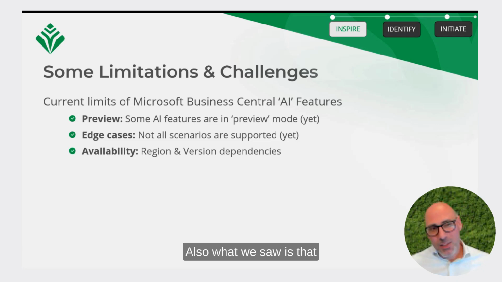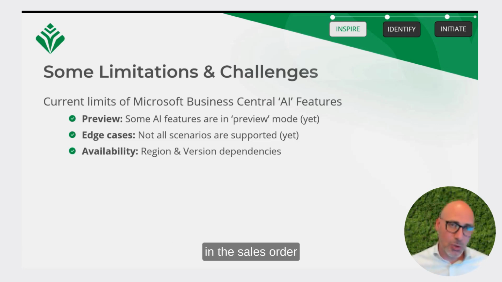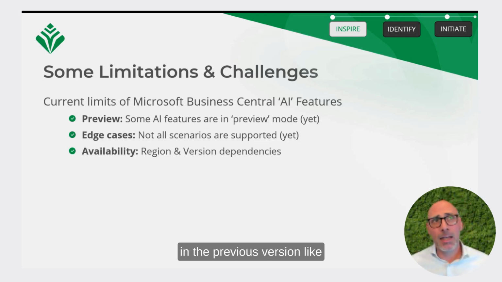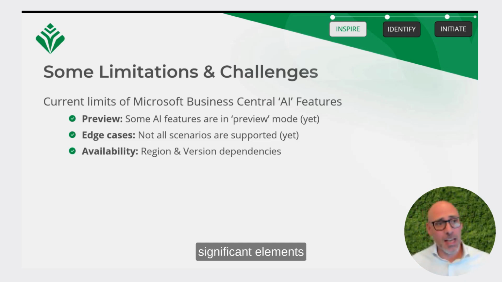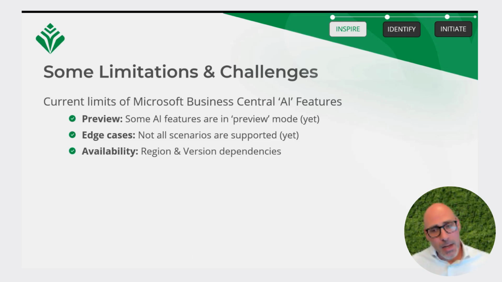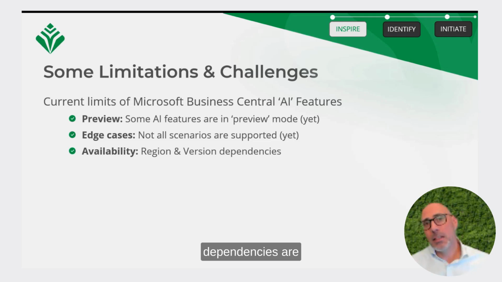Also, what we saw is that not all scenarios, for instance in the sales order agent, are supported in the previous version. Like recognizing variant codes, it was not able to do that. We know that in the new version that is coming up. And those are small but sometimes significant elements in whether you are able to use it out of the box or not.